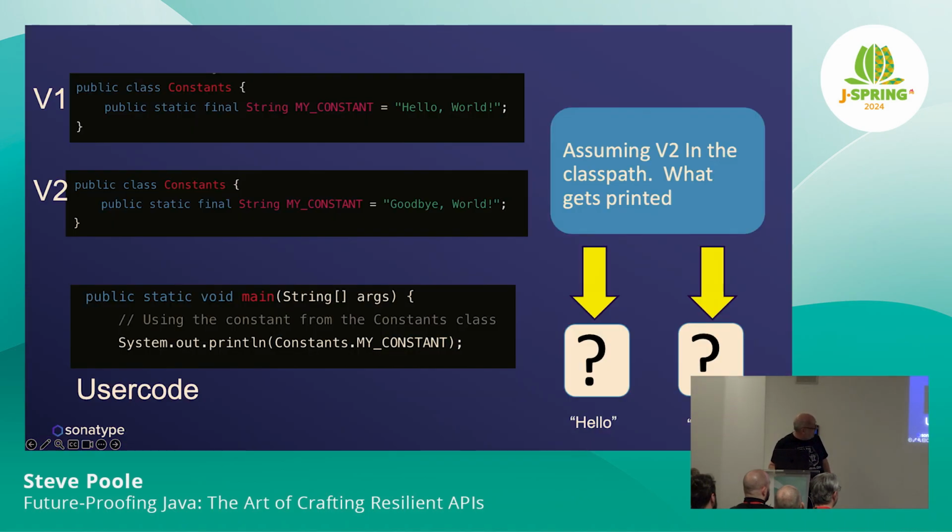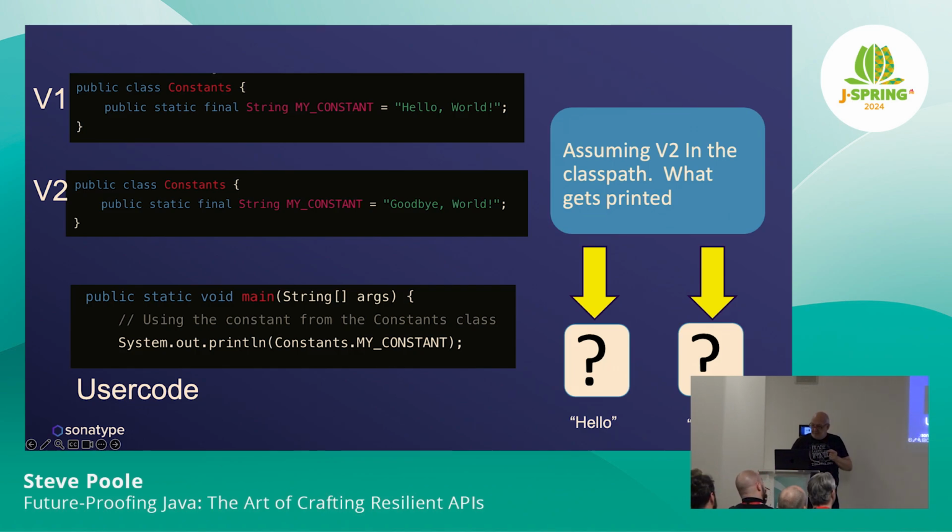I've got one more. Okay, I have one class called Constants, and it has a public static final String called hello world. And I have a second one where it's changed to goodbye world for no particular reason. Here's my user code, and it says print out the value of Constants.myConstant. Who thinks that this code, compiled against that, run against that, is going to print out the first, hello world? Cool. Who thinks it's going to print out the second, goodbye world?